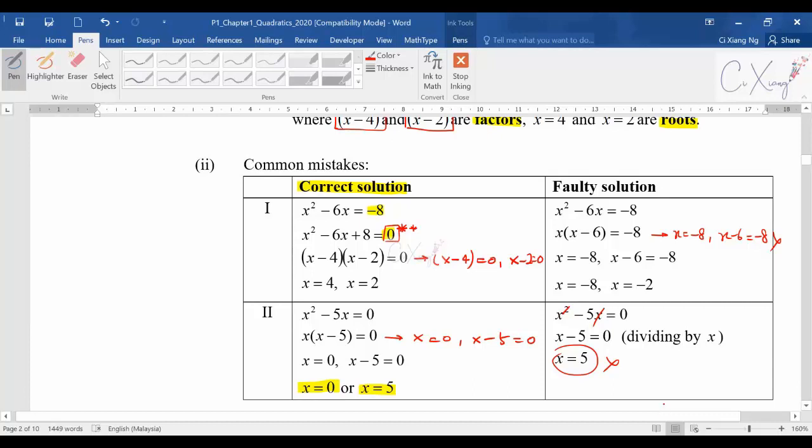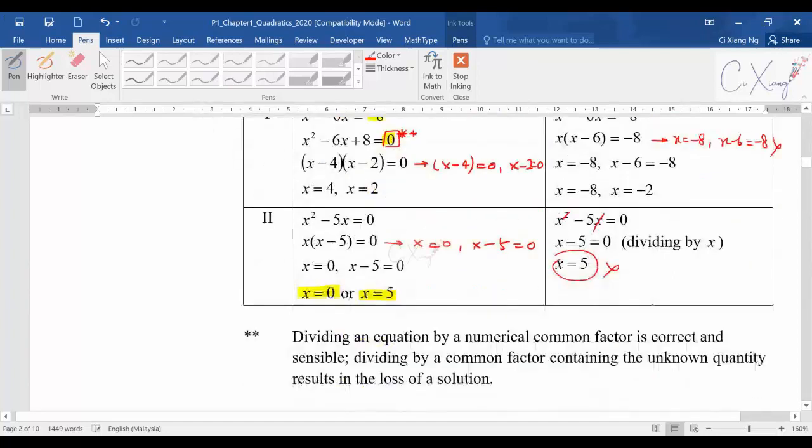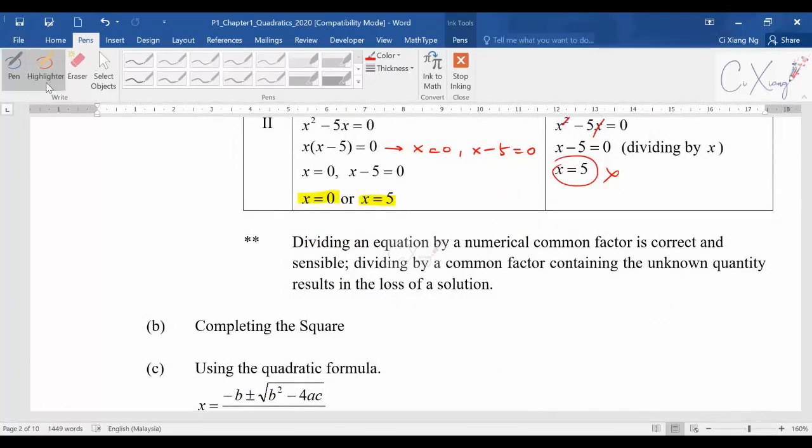Cannot. Remember that. Because when you cancel off the unknown or variable, that means you actually cancel off one answer. So this is one of the examples. They cancel off the x, so you cannot do that. This is just to remind you of the common mistakes that students usually make in the exam.